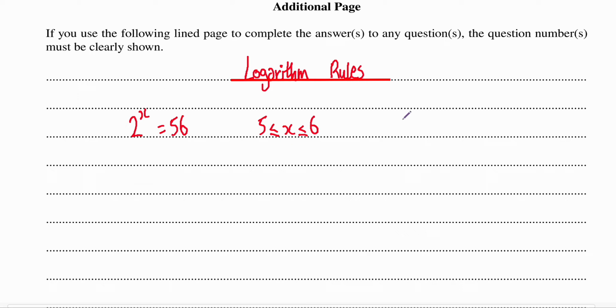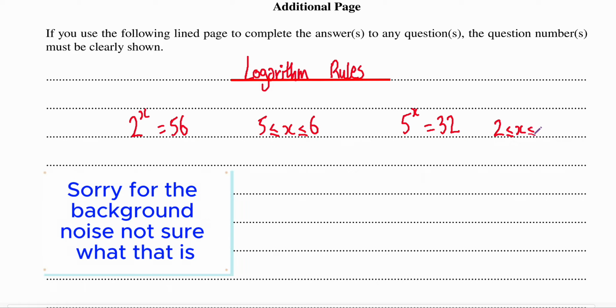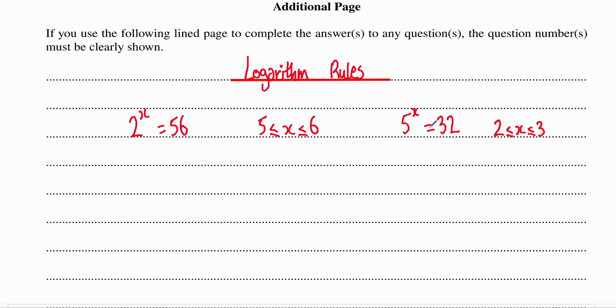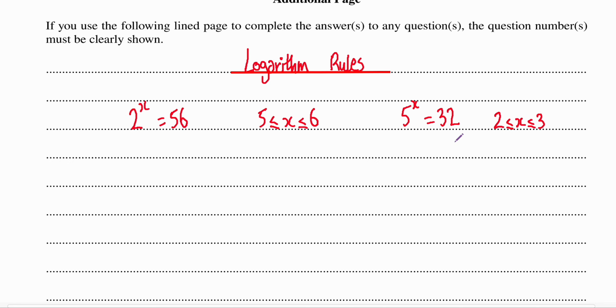Let's say we had another equation. We had 5 to the power x is equal to 32, let's say. Well, we know 5 squared is 25, and 5 cubed is 125. 32 is between 25 and 125, so x is between 2 and 3. It will probably be closer to 2, right? Because 32 is closer to 25 than it is to 125. But we don't know how to solve it yet. We will learn soon. So let's look at some basic rules first.